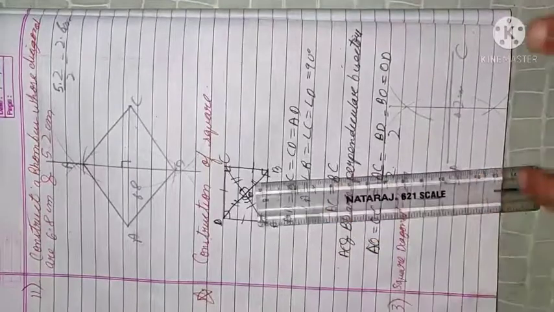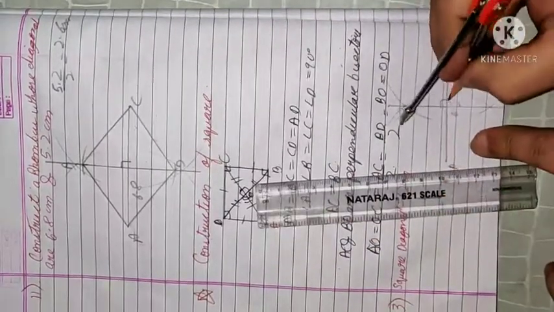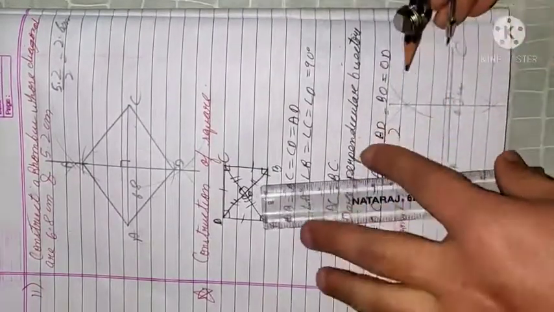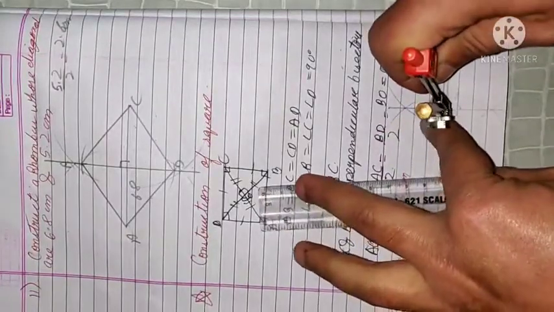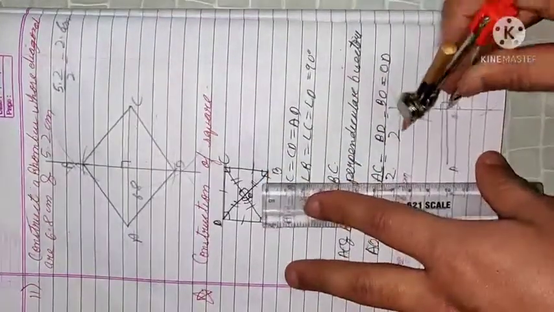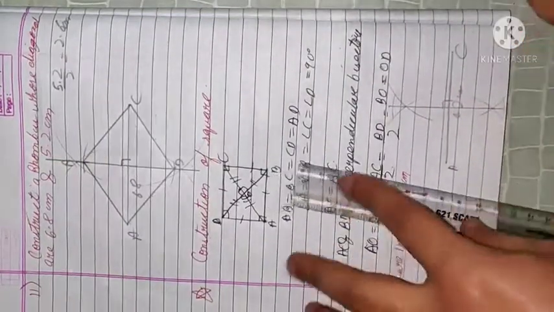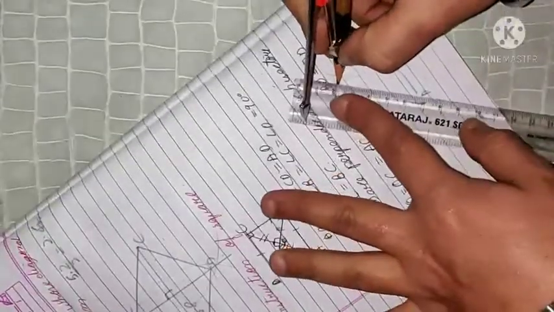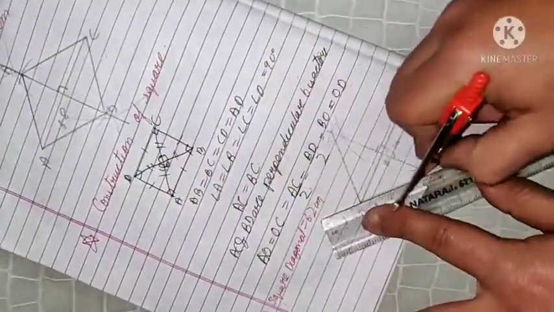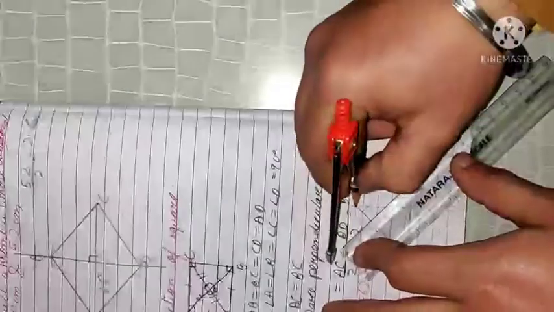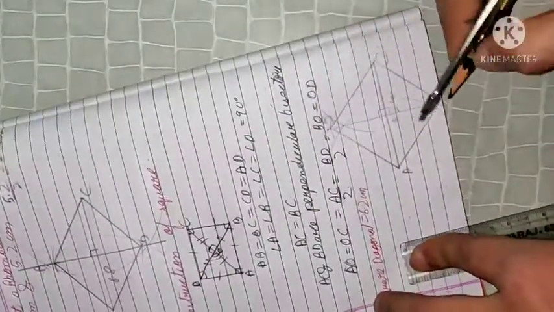This is our perpendicular bisector. Here this is 6.2. Above also the halves are equal, that is 3.1 above and 3.1 below. So this is 3.1 up and 3.1 down. So these are the 4 points. So this is our square: this is A, this is B, this is C, and this is D.